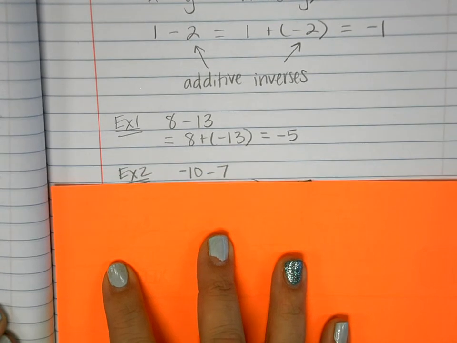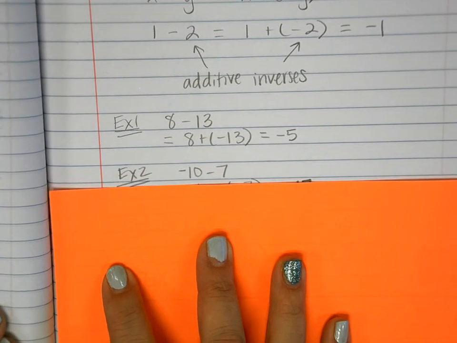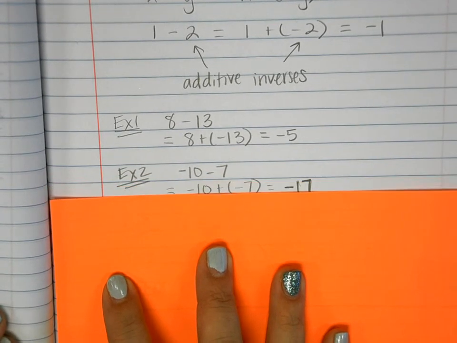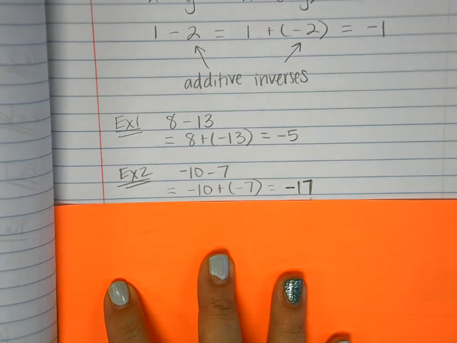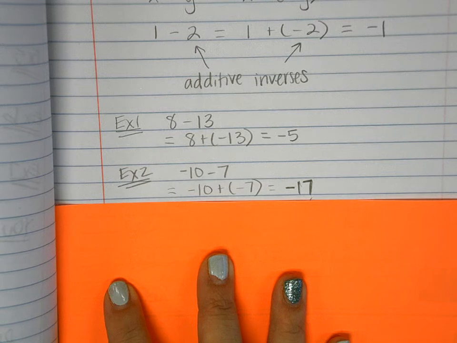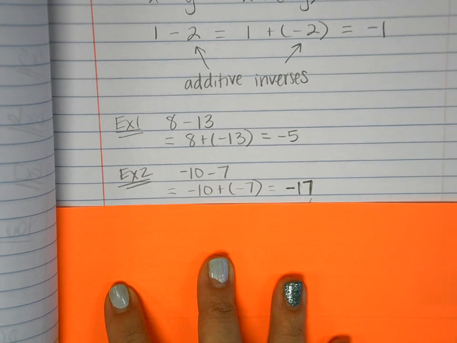Here's negative 10 minus 7. Again, you can rewrite it as a negative 10 plus a negative 7, so you realize that you're adding those together. But see how we added them together and we kept them negative? On the number line, you would start at negative 10 and go backwards 7, to the left, right? And then you'd get negative 17.